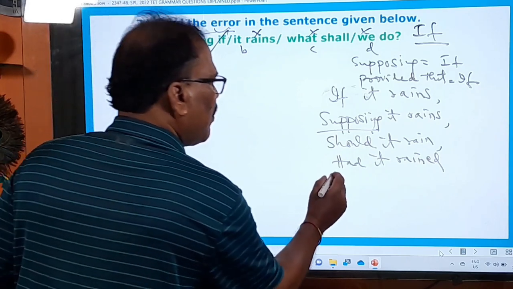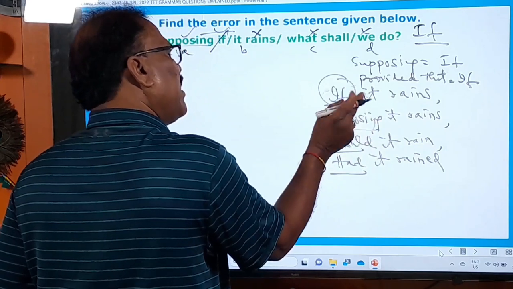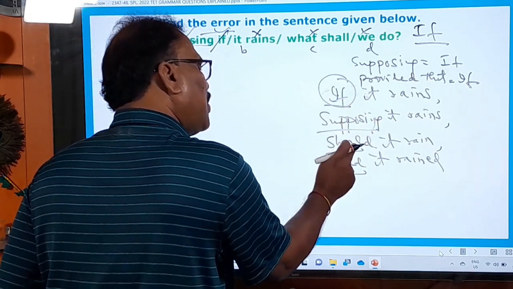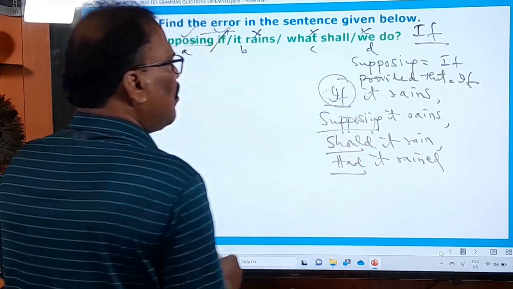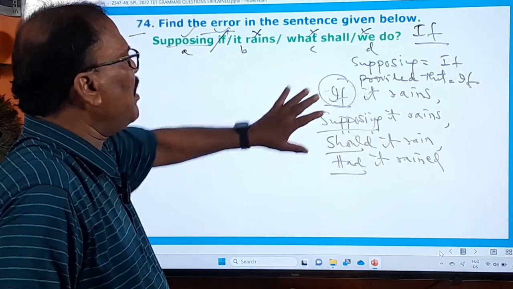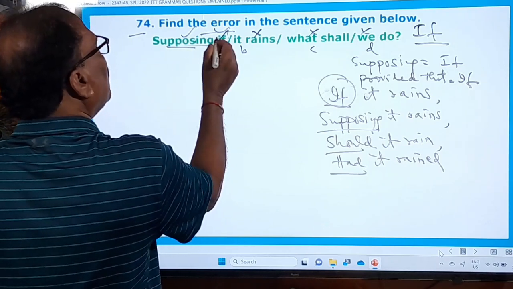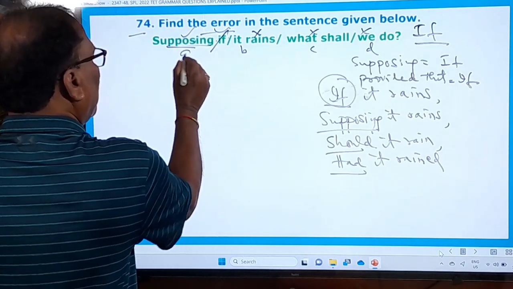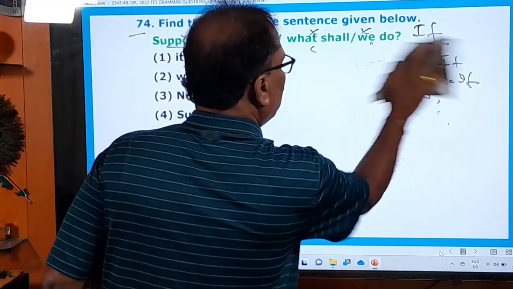Okay. With "should," you can express the meaning of "if" by supposing: should, had, these are all inversions. Should it rain? Should it, had it rained? So with any one of them, you can express the meaning of this. Here two things are used: supposing is used, and if is used. That's why in the first part, there is a mistake. Okay, let us see the answers.